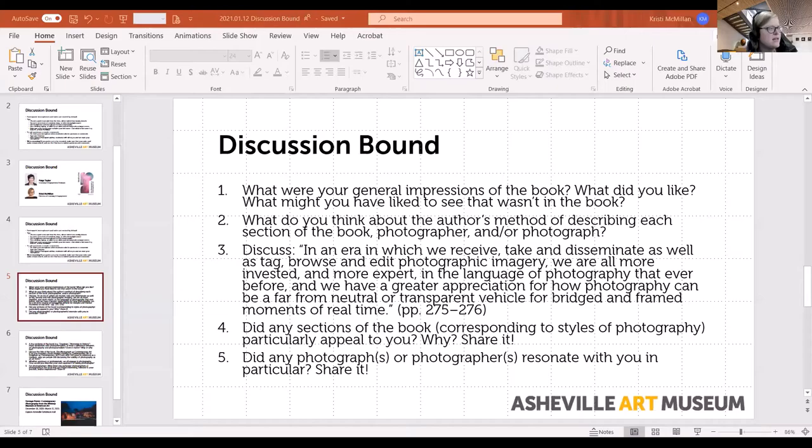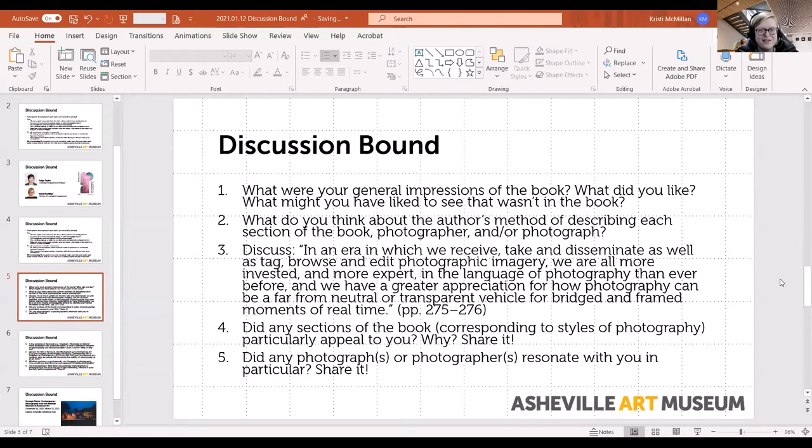In an era in which we receive, take, and disseminate, as well as tag, browse, and edit photographic imagery, we are all more invested and more expert in the language of photography than ever before, and we have a greater appreciation for how photography can be a far from neutral or transparent vehicle for abridged and framed moments of real time.